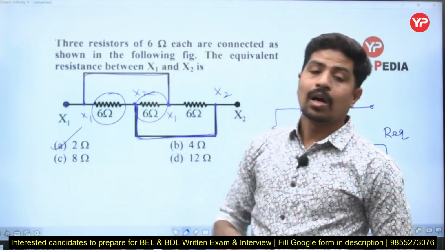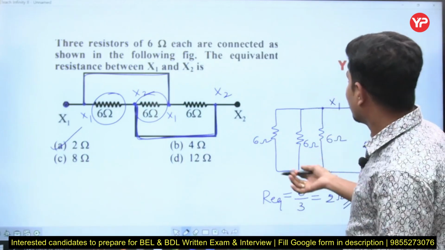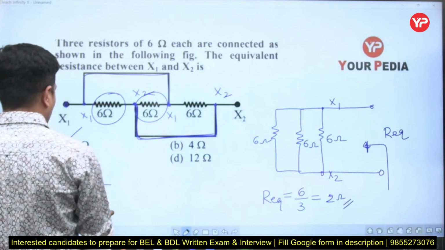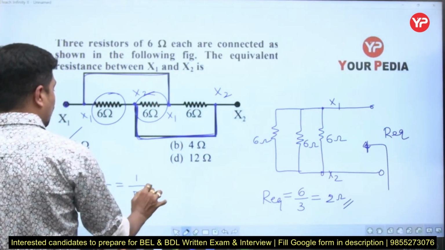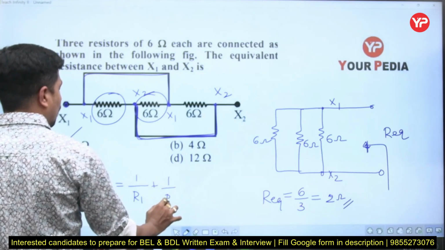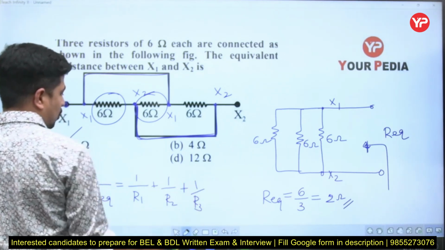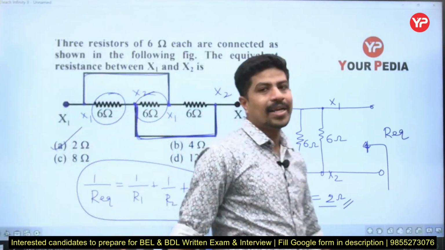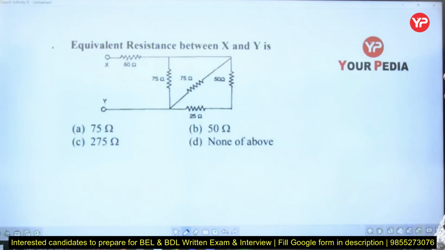Or I can do the parallel combination R1 R2 by R1 plus R2. If n resistances are in parallel, the relationship is 1 by R equivalent is equal to 1 by R1 plus 1 by R2 plus 1 by R3. You do it, you get the same 2 ohms only, right? Let's go to the next question, please.